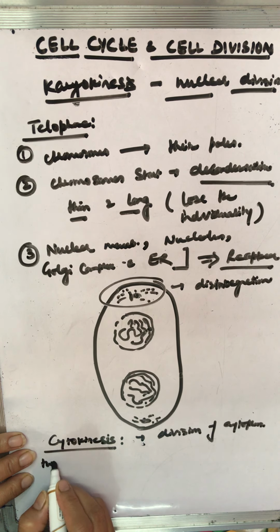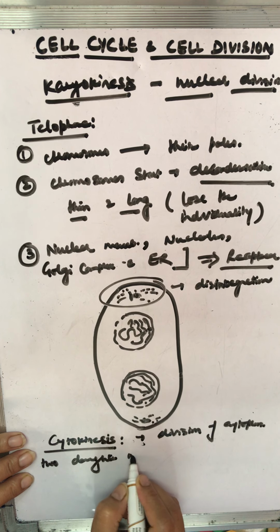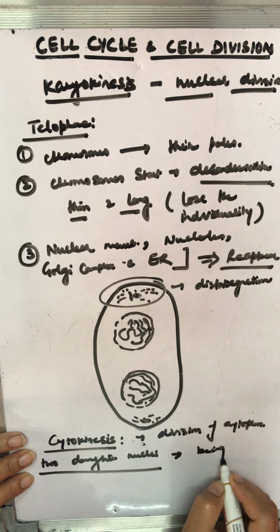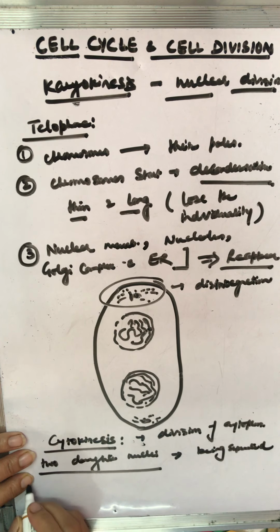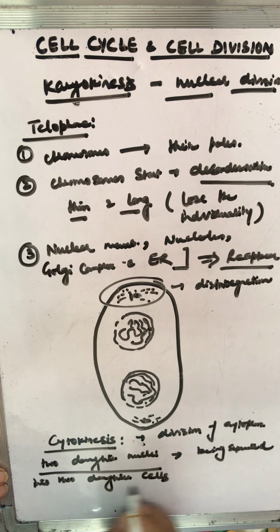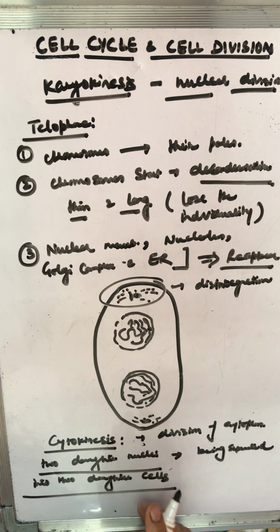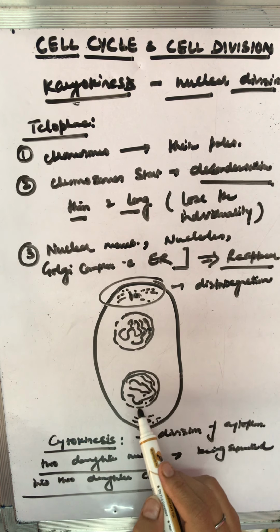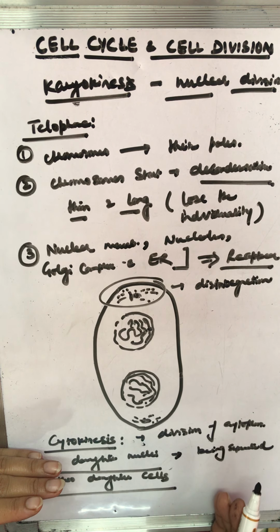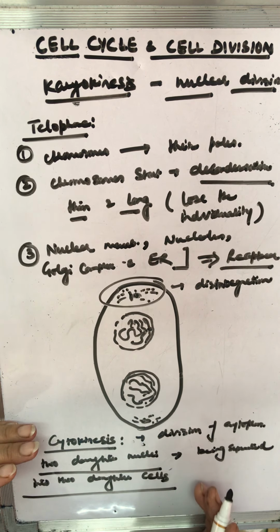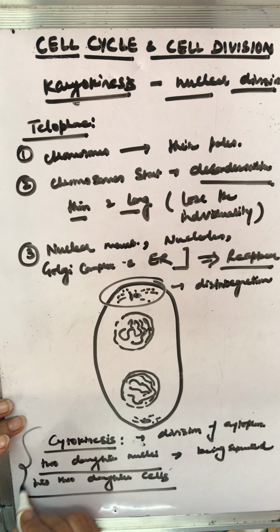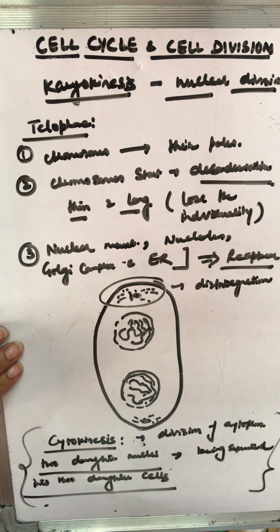Why will it happen? Because two daughter nuclei are formed which are now being separated into two daughter cells. Okay, ultimately these two nuclei will get a cytoplasmic sheath around and will form two daughter cells. And the process differs in animals and plants. We call it cytokinesis in plants and cytokinesis in animals. Clear? That we will discuss in detail, but first of all we have to discuss the significance.